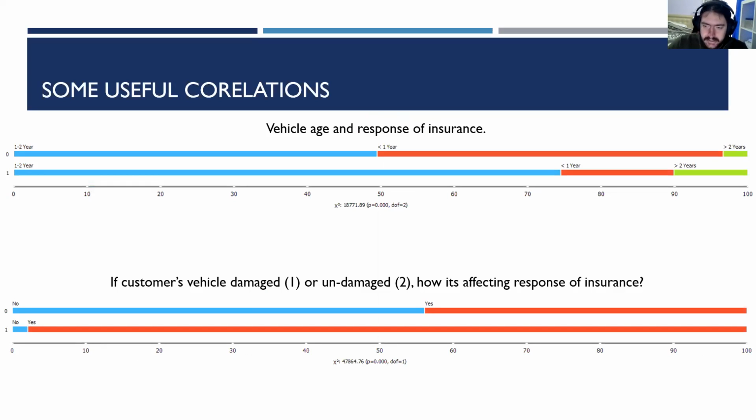In this graph, the top one, we see some useful correlations between some data: the vehicle age data and the response rate of the insurance. For the top, 0 signifies a rejection of interest, and 1 implies the customer having an interest. Here we see if the customer has had the car for less than a year, the response rate is reduced significantly, as you can see in the blue section.